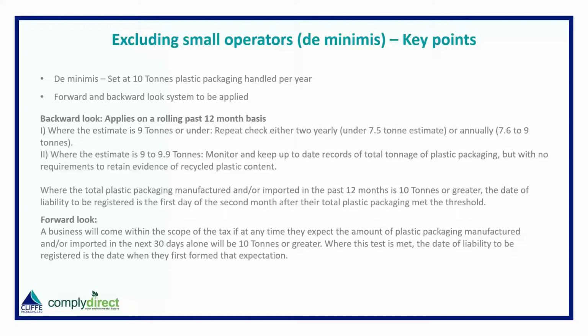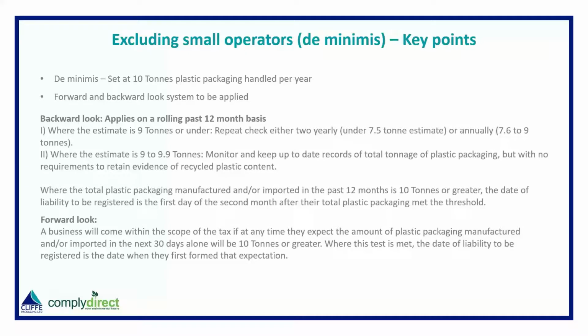This will be based on a forwards and backward look system. It's another taxation term that I needed to look up when the tax was first released. Effectively, a backward look would be done on a rolling 12-month basis. So you have to estimate how much packaging you're likely to handle. And if your estimate is between 9 and 9.9 tonnes, so it's close to the 10 tonnes, you need to monitor very closely all of the plastic packaging you handle.